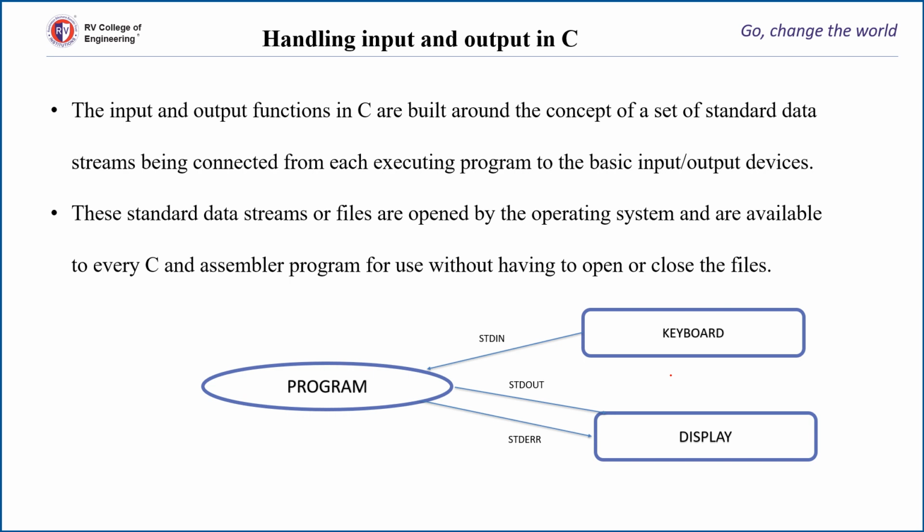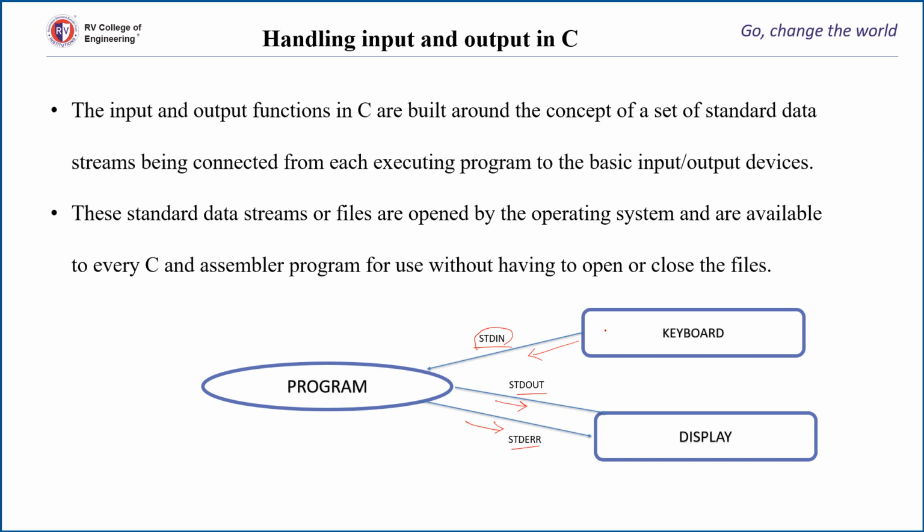The standard streams are files which are opened by the operating system and are made available to every C program for use without having to open or close these files. They are the standard input, standard output and standard error. Now, as shown in the figure, the standard input stream is connected from the keyboard to the program. The standard output is connected from the program to the display. The standard error is again connected from the program to the display.